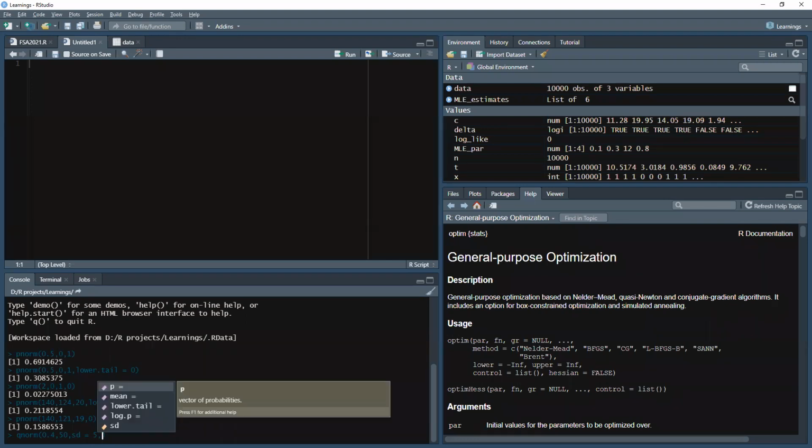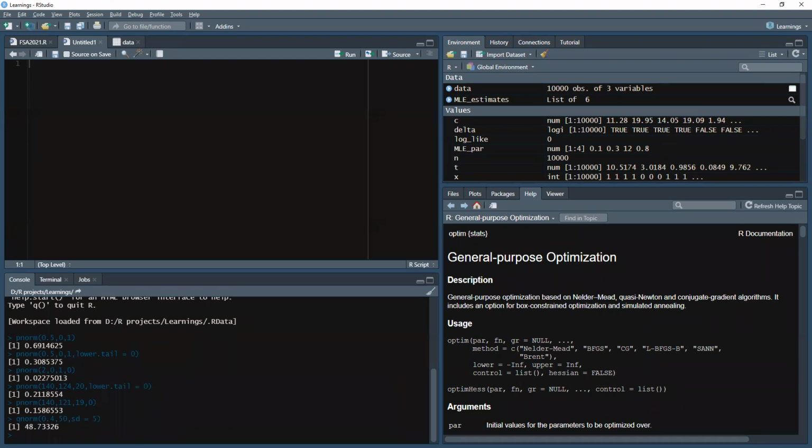Yep. So for the other parameters, you can leave them as they are. Since we need the left tail, lower tail being true is fine. So, 48.73. Okay.